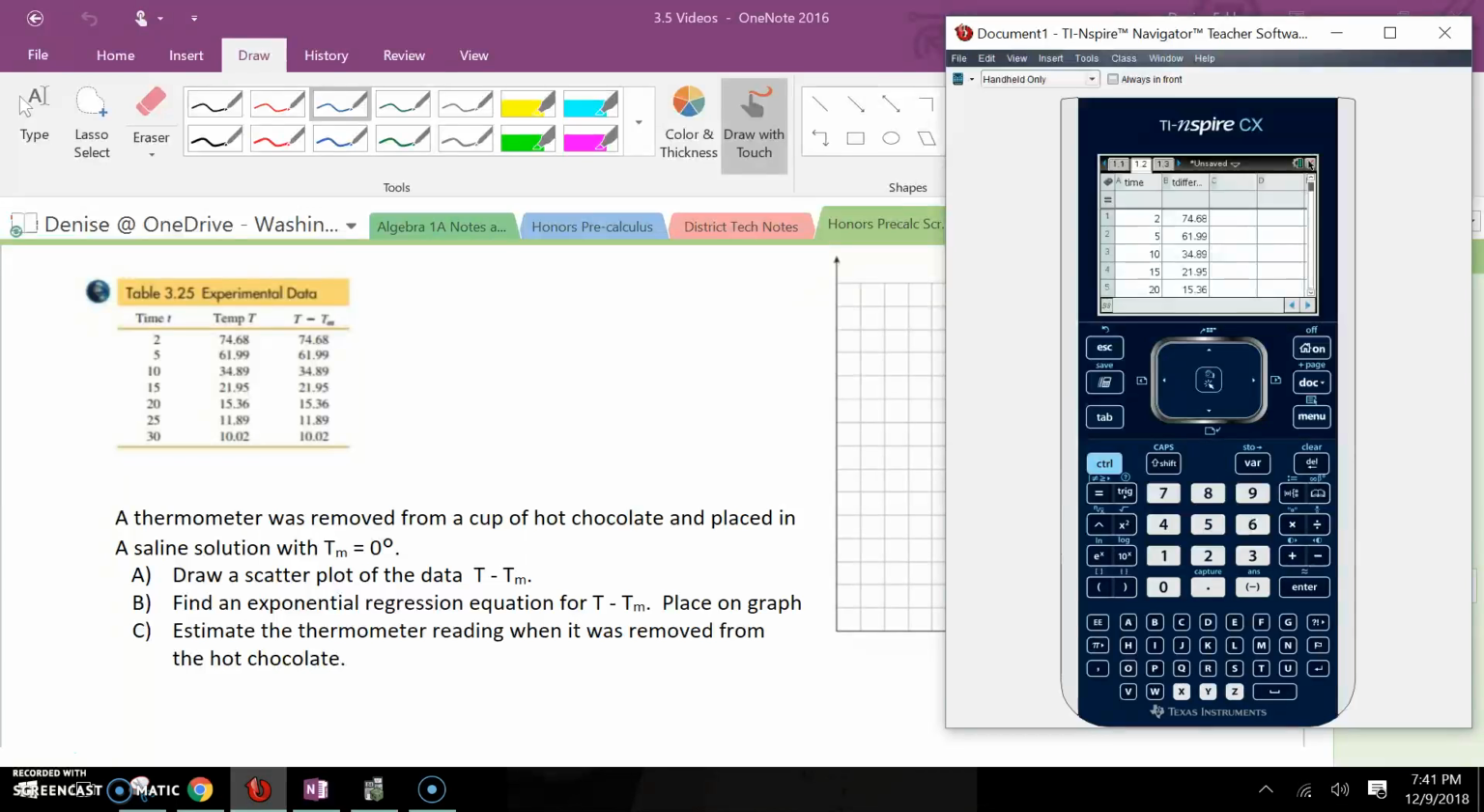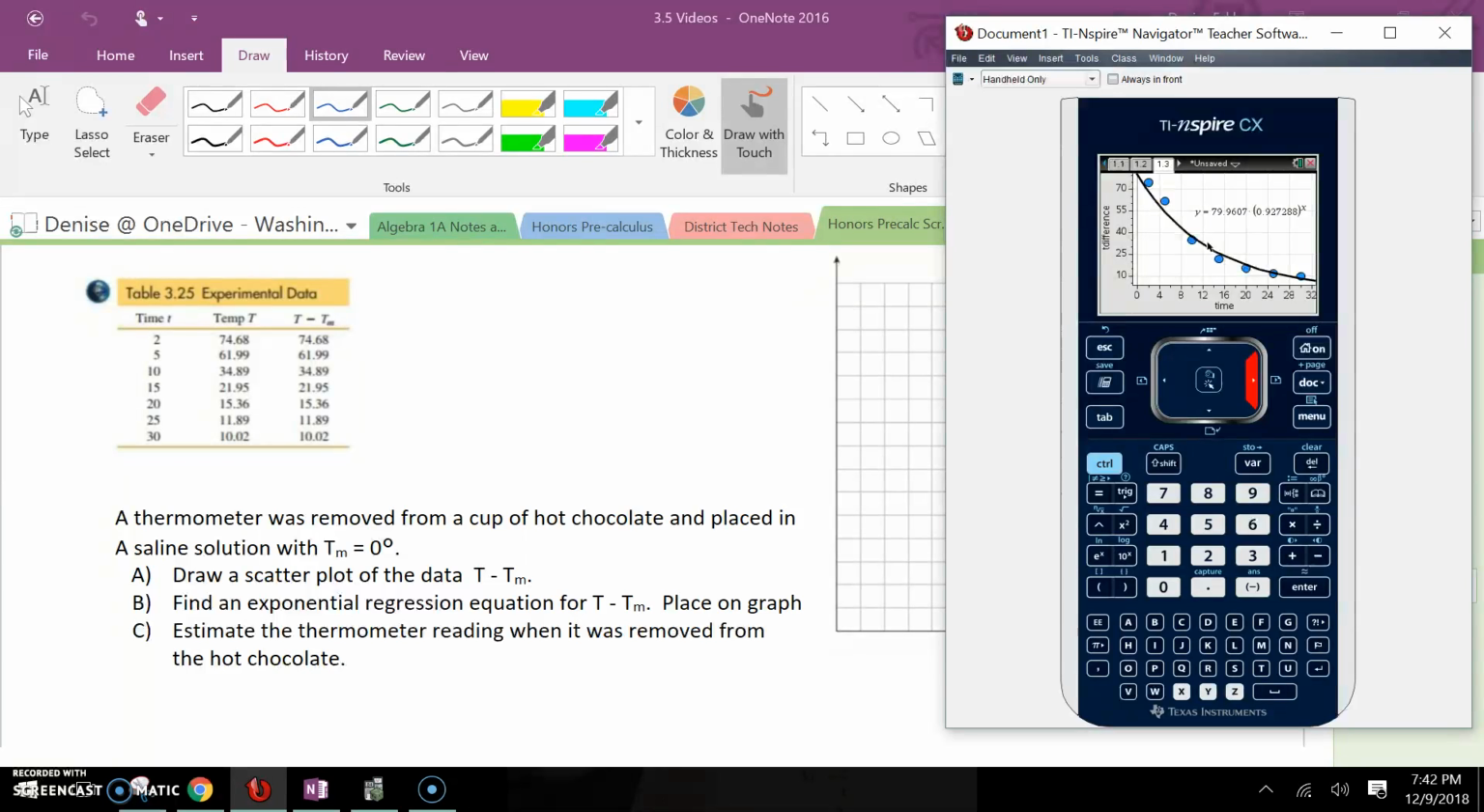Then what I did was add a data and statistics page, and I created my scatter plot, and that would be part A, would be the blue dots. And I have my scale there, which would be easy to copy down on my paper. And then after that, part B asks you to find an exponential regression equation and put it on your scatter plot, which I did here.